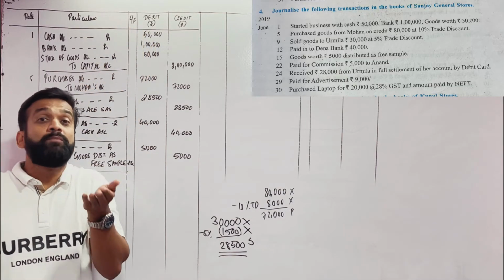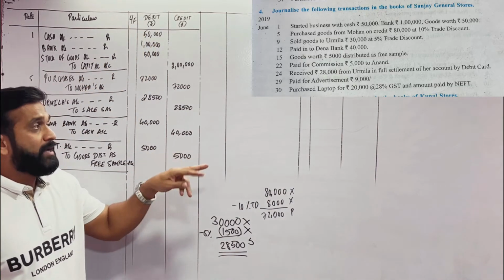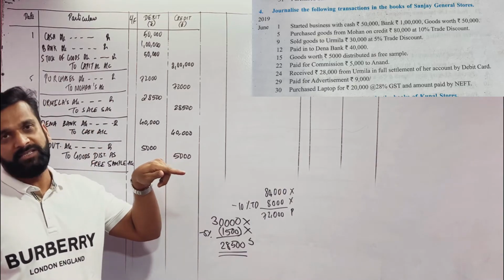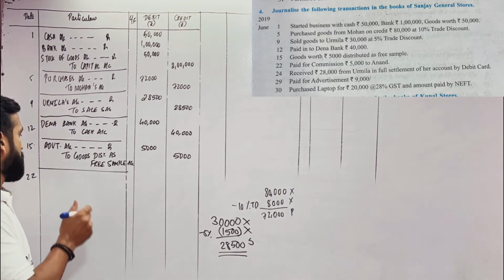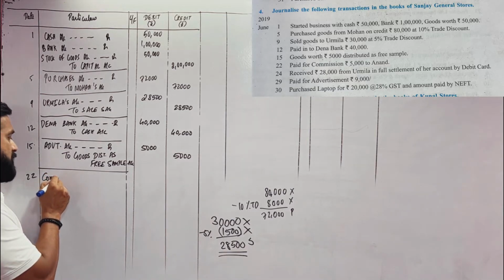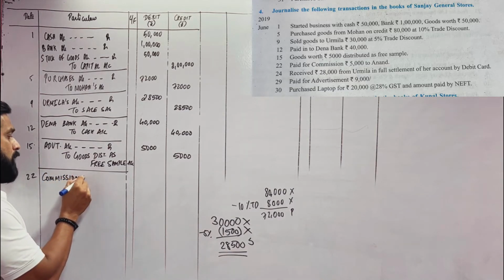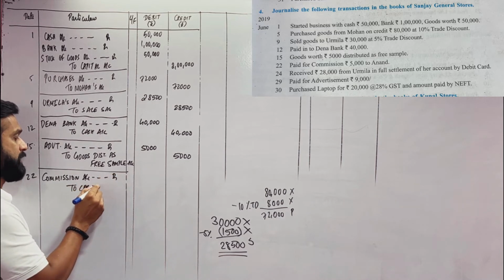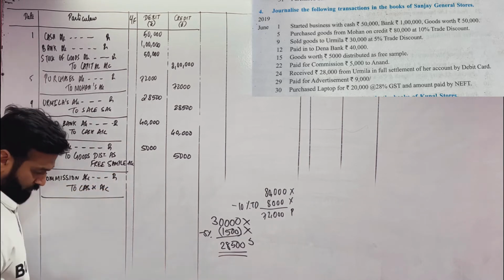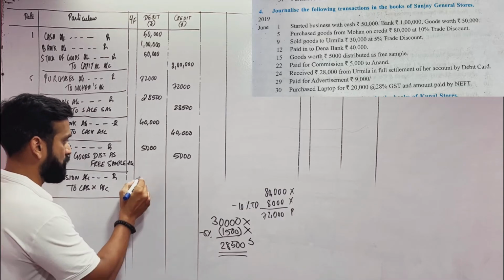You have paid commission to Anand. So what? Commission is important or Anand is important? Purpose is more important than the person. So commission is important. So I will write commission account is debit to paid cash credit. How much? You have paid 5,000 to Anand.